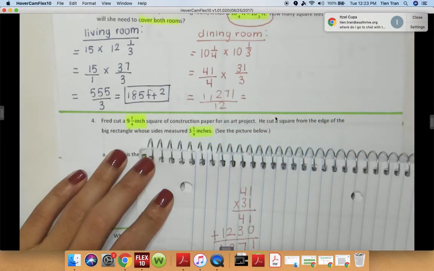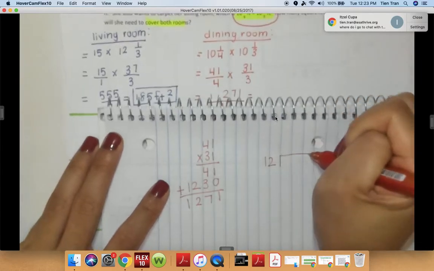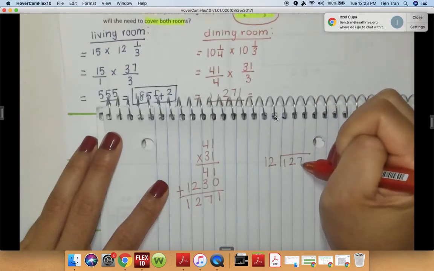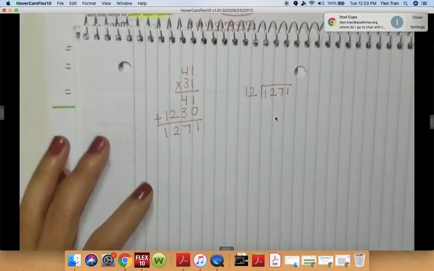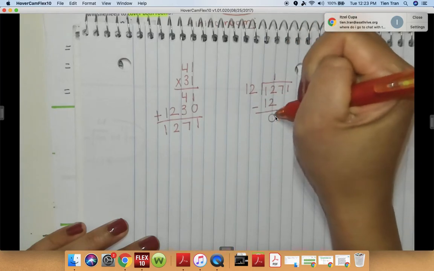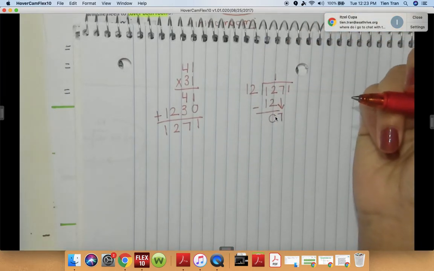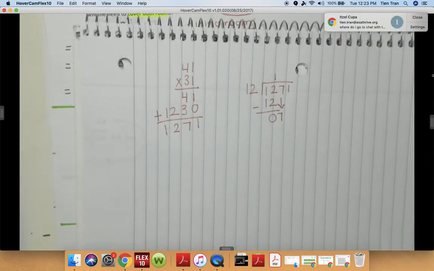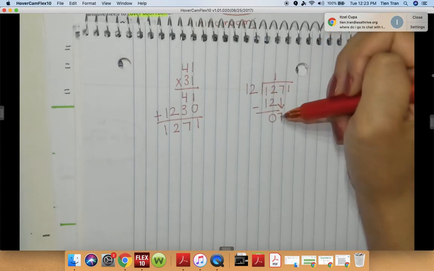So now I need to divide. I'm going to divide for you guys to see. So I have 1,271 divided by 12. Okay. 12 goes into 12 one time. I subtract, I get 0. I bring down my 7. And I notice a lot of students are getting this wrong. You need to figure out how many times can 12 go into 7. And it's 0 because 12 is bigger than 7.